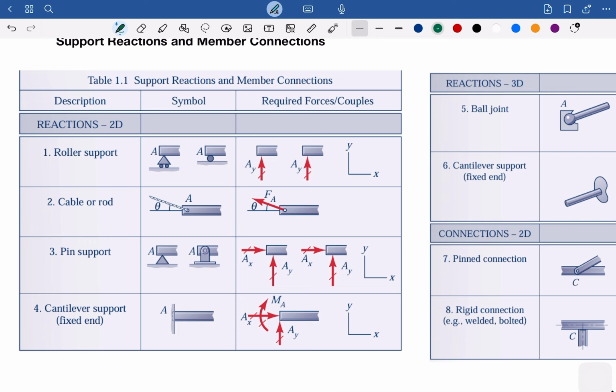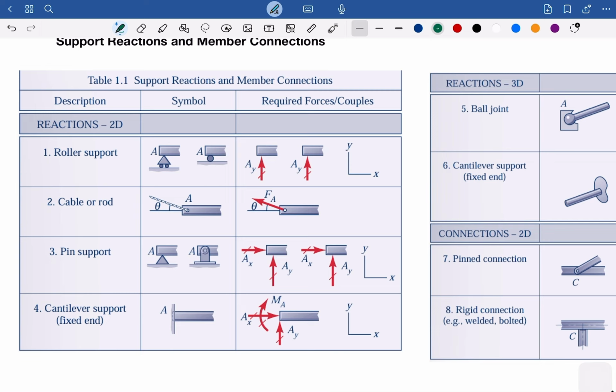And then you have cantilever support. So you are maybe some member of the bar fixed on the wall, so it couldn't go anywhere, or maybe fixed on another bar. Okay, so it cannot go over there, it cannot go over there, and it cannot flip around. Okay, it cannot flip around.